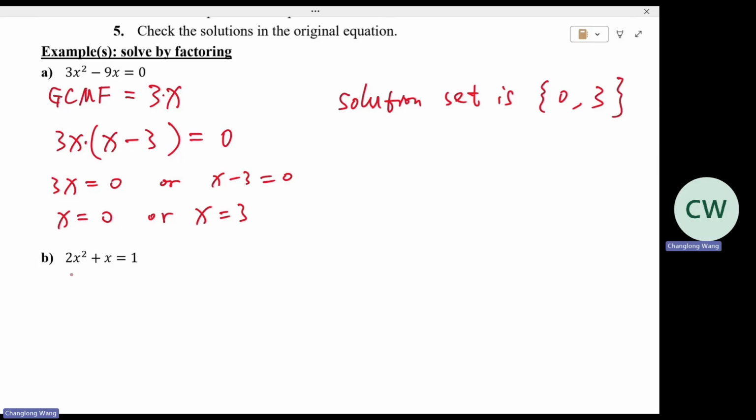Most likely, I will put everything on the left-hand side. So I'll subtract 1 on both sides. So the equation looks like 2x squared plus x minus 1, and the right-hand side is going to be 0, right? That's what I'm referring to as the standard form.